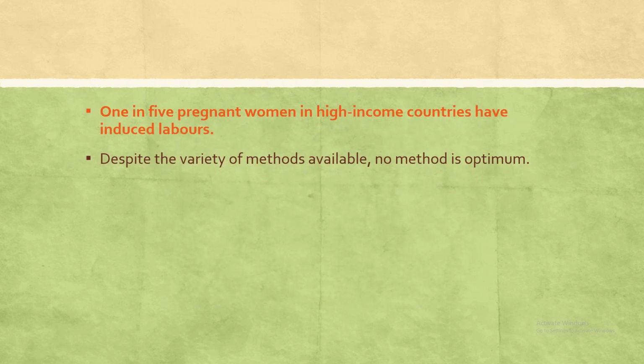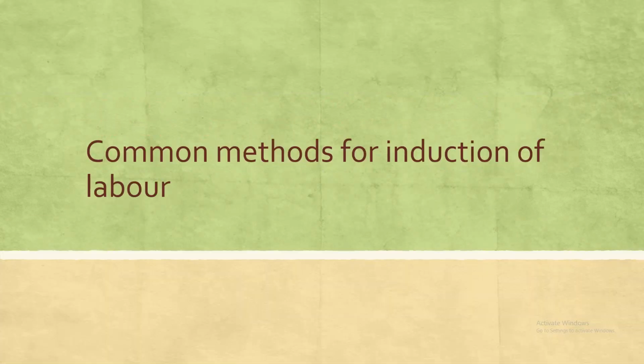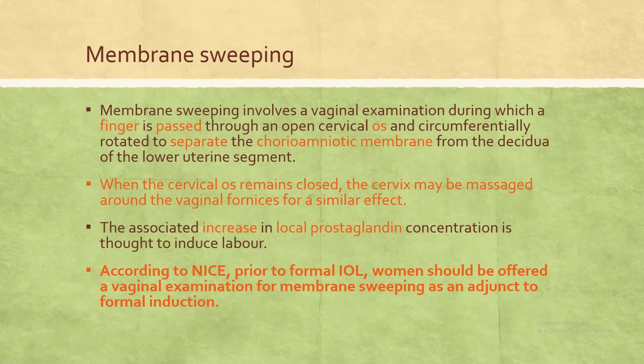So 1 in 5 pregnant women in high income countries have induced labors. Despite the variety of methods available, no method is optimum. So now what are the common methods for induction of labor? In this talk, they have given in detail the history of all this induction, like how they started. First, they used to do amniotomy, then forceful dilatation of cervix, castor oil, and all these things. But these are all historical aspects. You should not go into that much detail. So I have just taken the important part of this talk. What are the common methods of induction that are used?